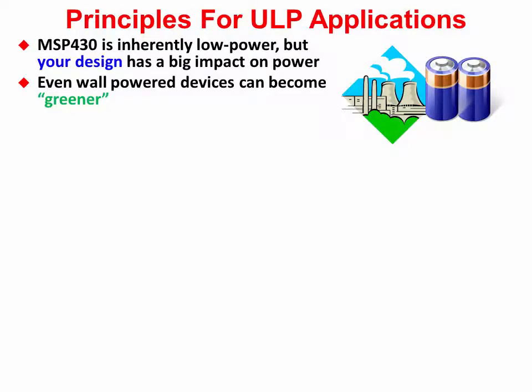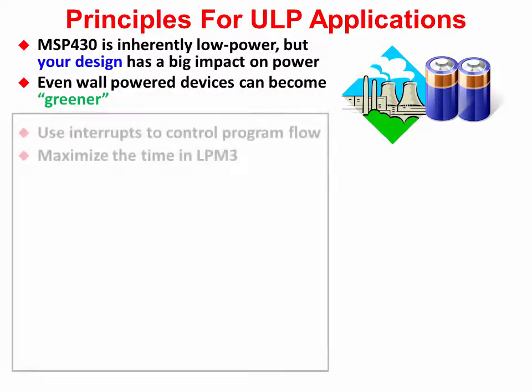If reducing the power footprint is a goal of yours, we've tried to do that by making the MSP430 an ultra-low power processor. That said, how you use the processor has a big impact on how little or how much energy actually gets consumed. Even if low power isn't a big consideration for your embedded system, remember, even wall-powered devices can, and maybe should, become greener. Next, let's look at some of the principles of low power operation.